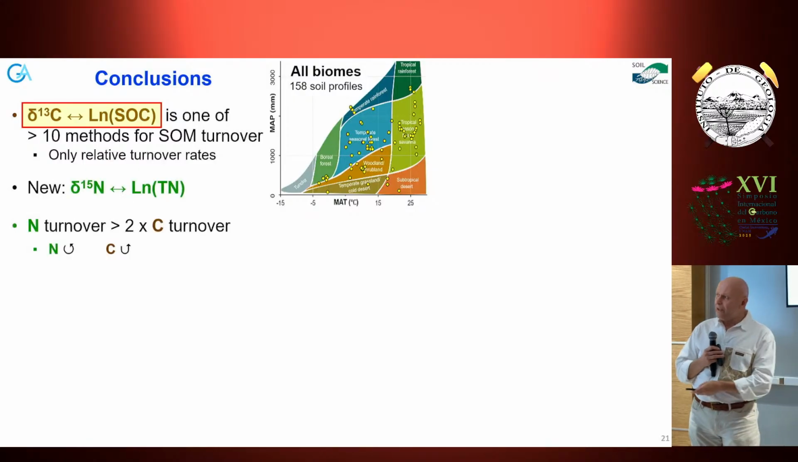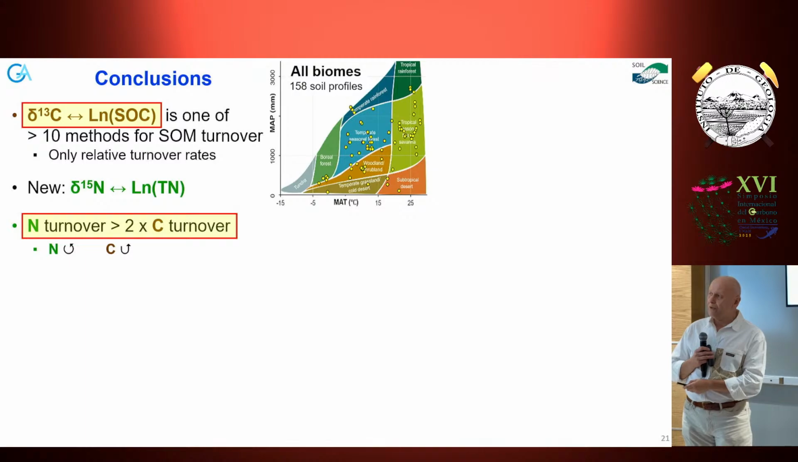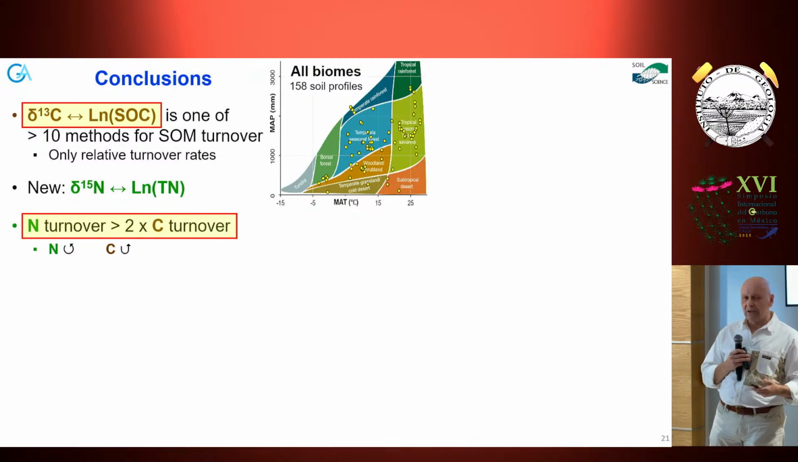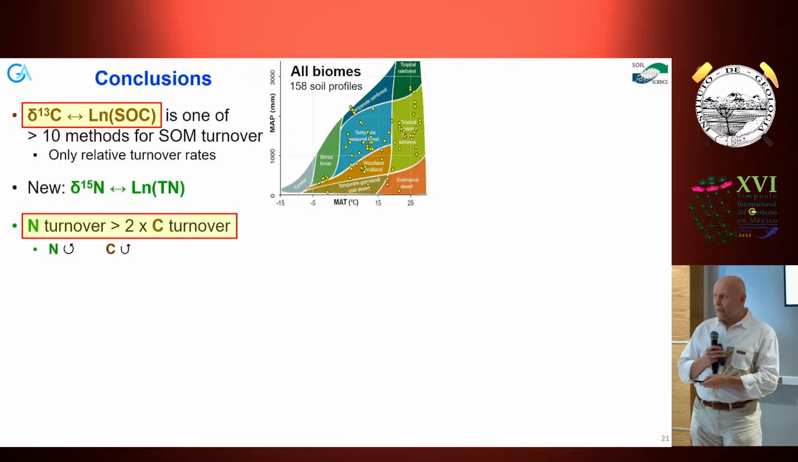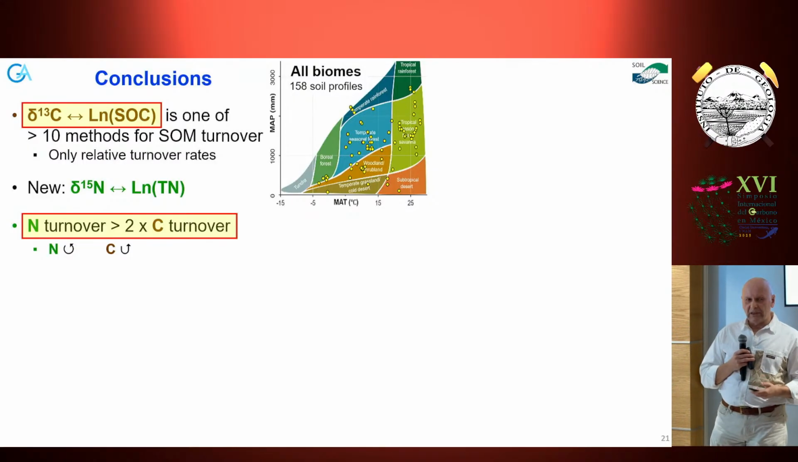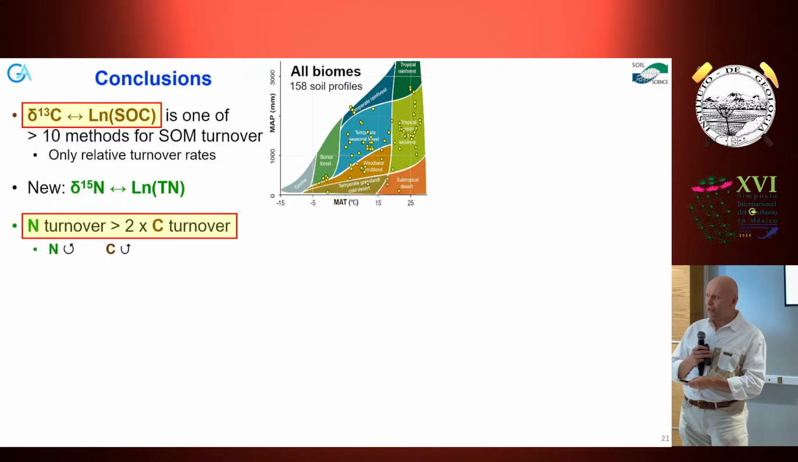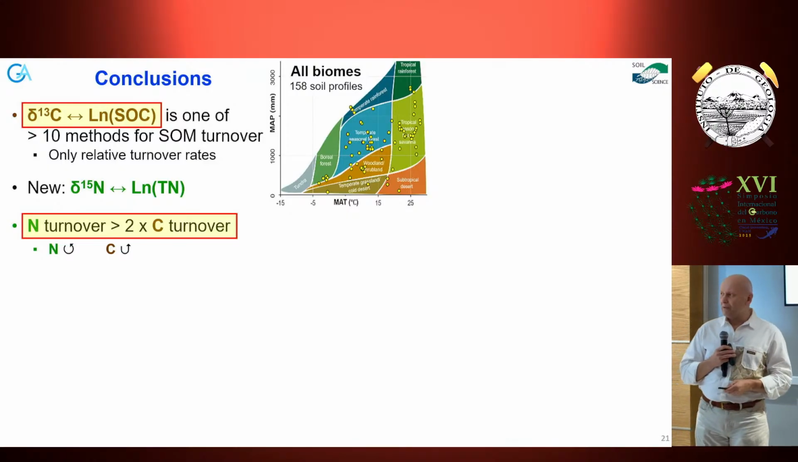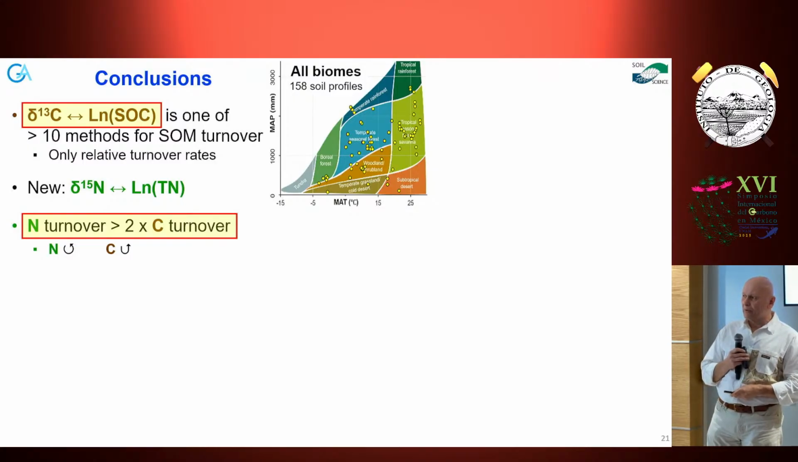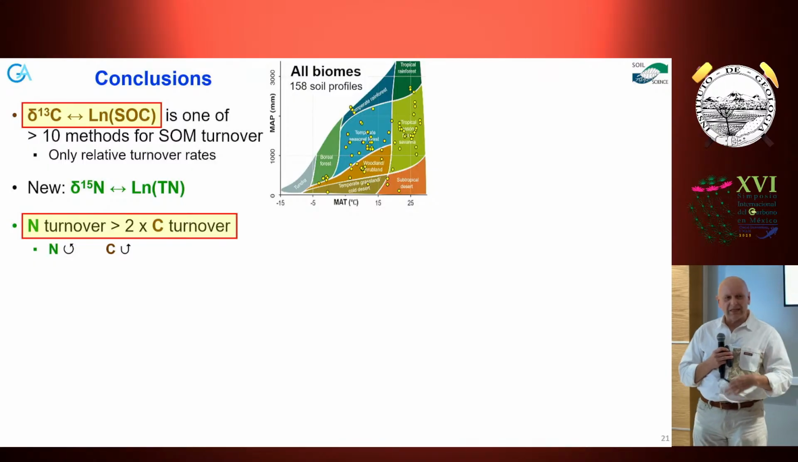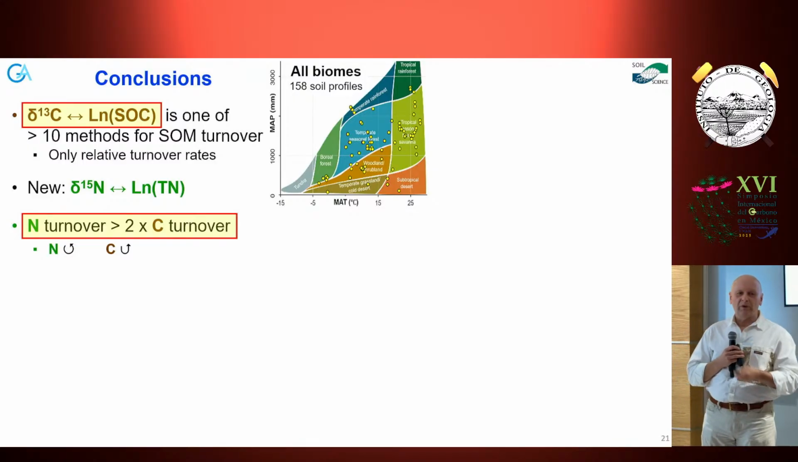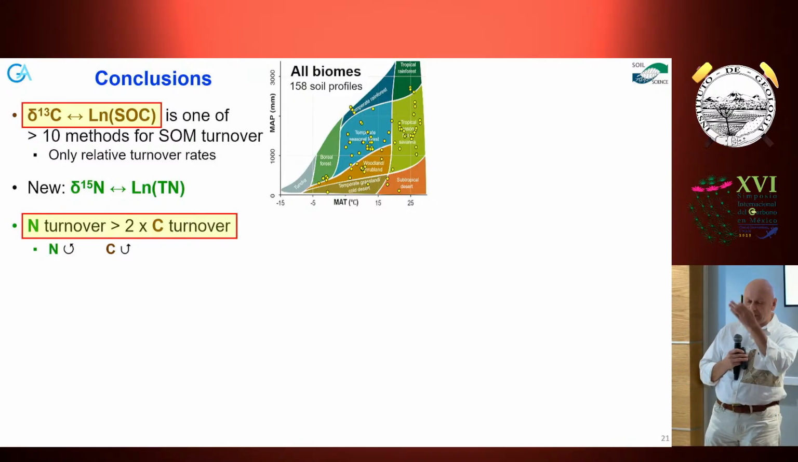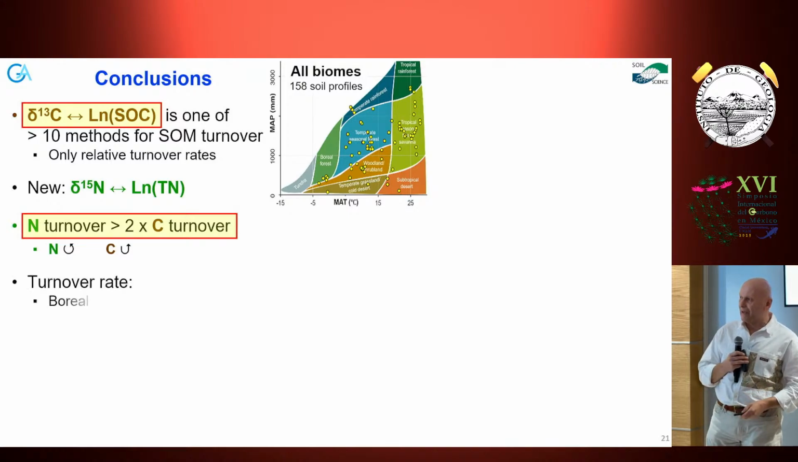And the new thing here is that for the first time, we use this method to assess the turnover of nitrogen in soil. It is interesting that the turnover of nitrogen is about 2 times faster than the turnover of carbon. I think this is related to the fact that nitrogen is recycled in soil, but with each cycle at least about 60% or even 70% of the carbon is released back into the atmosphere.